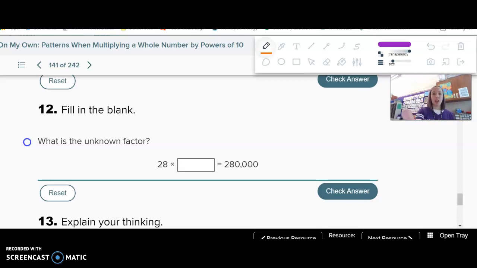All right, hopefully you got it. Seeing those patterns? 1, 2, 3, 4. Again, I started with no zeros and I added on 4. So it would be times 10 to the 4th or times 10,000 because that has 4 zeros. Because if I started with 1, I would have only added on 3. But if I started with the 0, I added on 4.